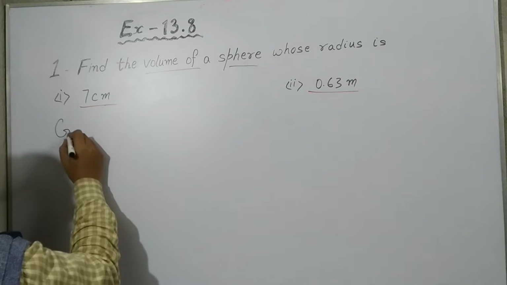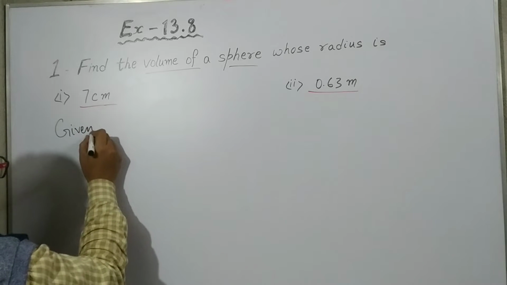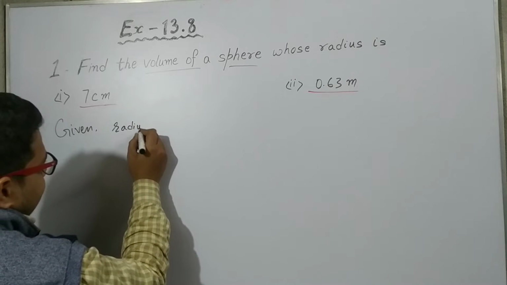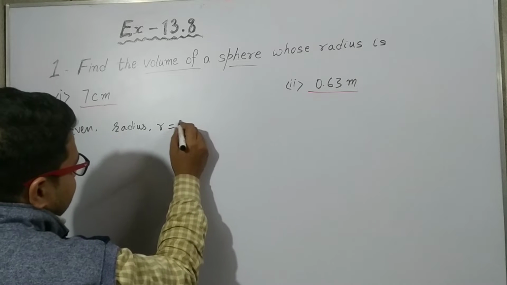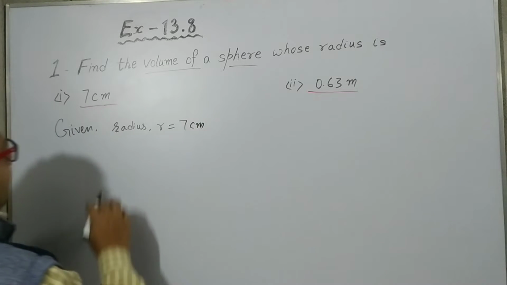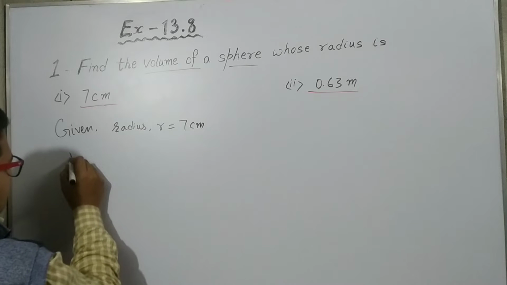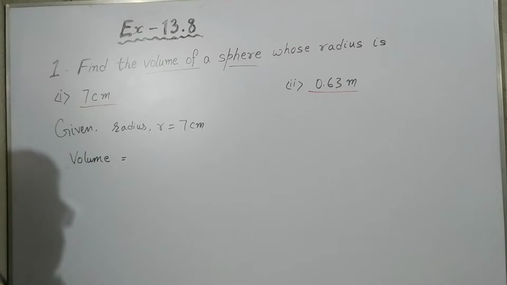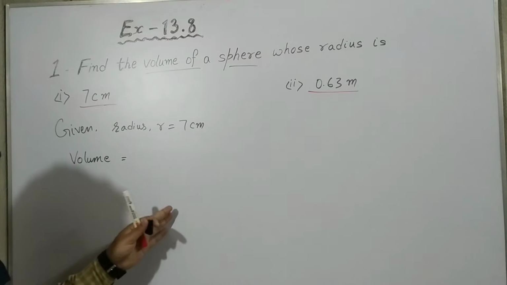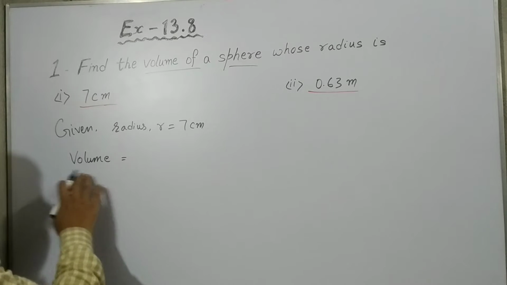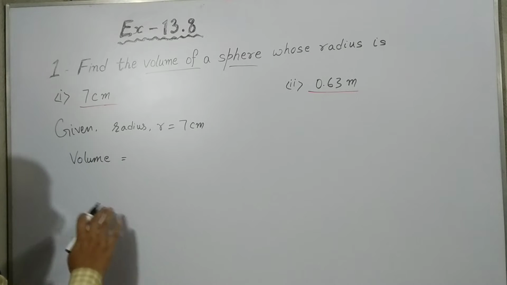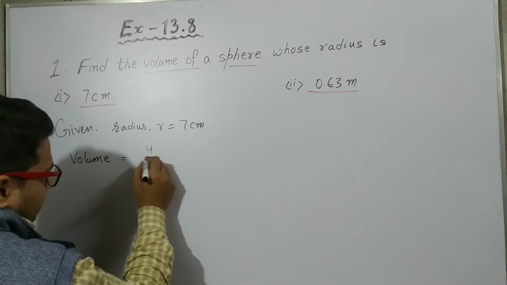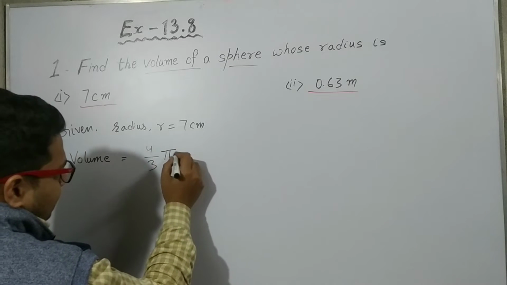First of all we will write here given: radius r equal to 7 centimeter, and you need to find the volume of a sphere. It is clear that you have to find the volume of a sphere, so you don't need to write the complete sentence. If you just write volume, then it is enough. Volume equal to 4 upon 3 pi r cube.